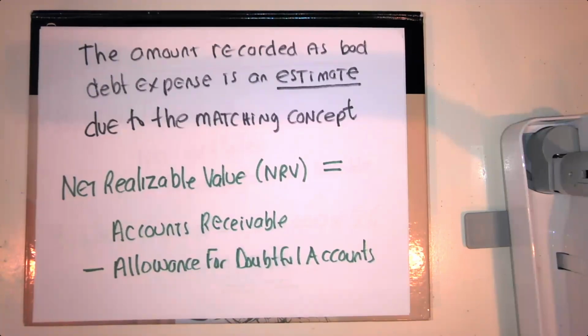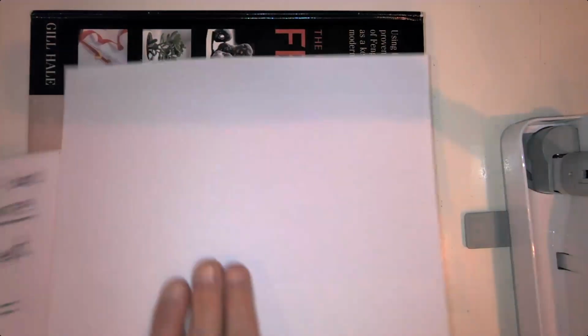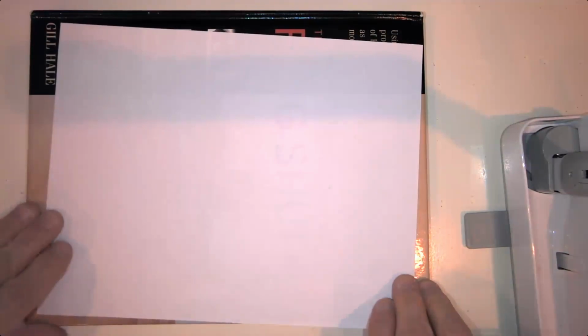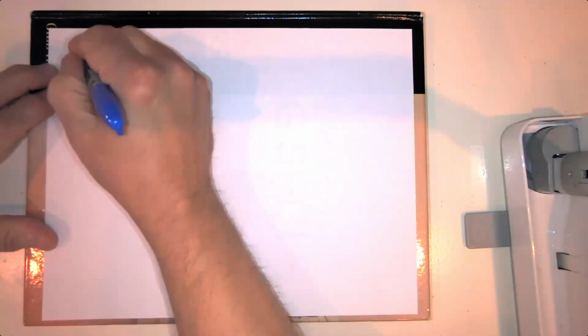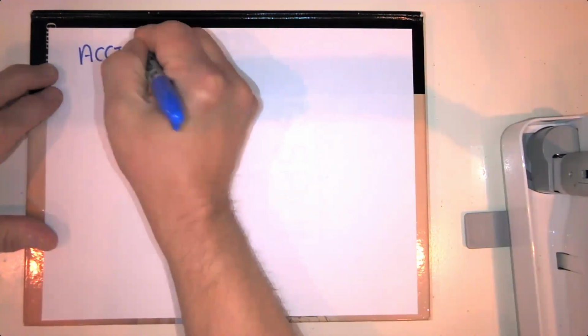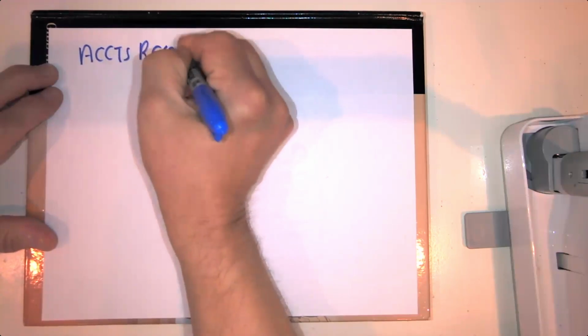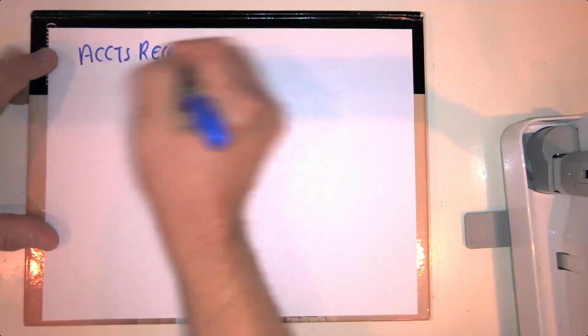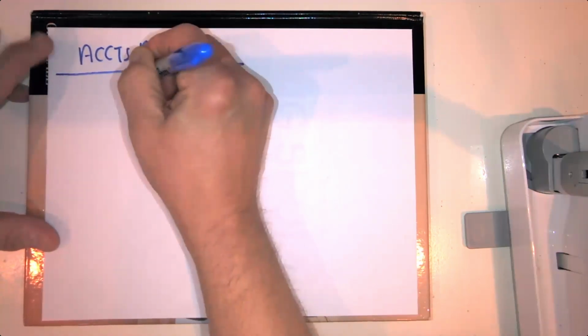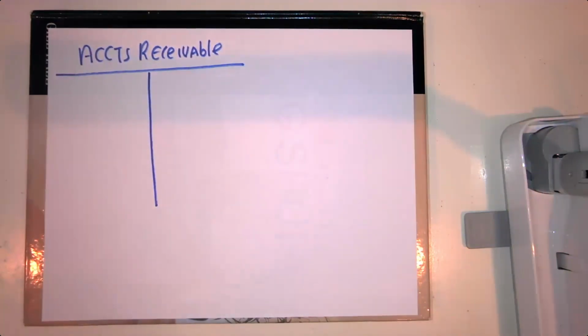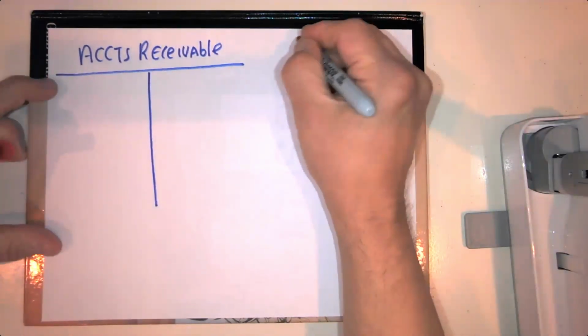And I think the best way to do that is let's set up a couple T accounts. Let's create a couple of T accounts here, one for accounts receivable, one for the allowance. And let's come up with our balances as of December 31st. There's accounts receivable. And we'll put the allowance over here.